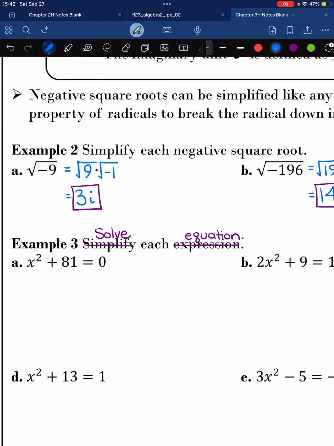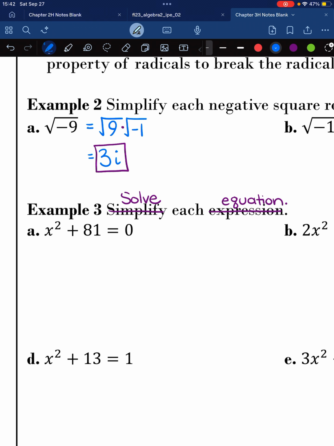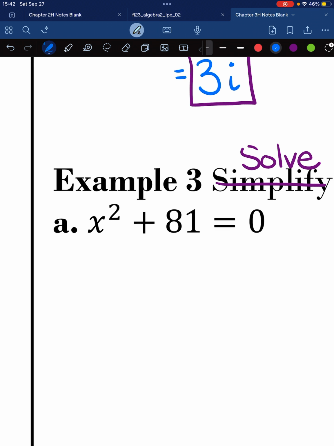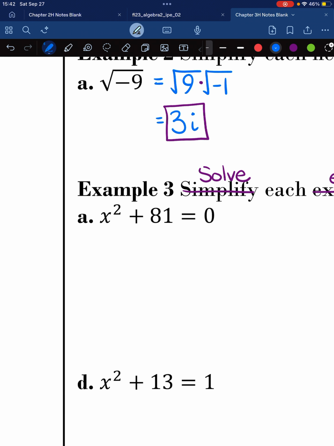Okay, and on the clear communication piece, I did not clearly communicate the directions for example 3. I accidentally said to simplify each expression, but not a single one of these is an expression. I meant for the directions to be solve each equation. And to solve each equation, we need to isolate x. So I'm going to go ahead and move 81 over to the other side by subtracting it from both sides.